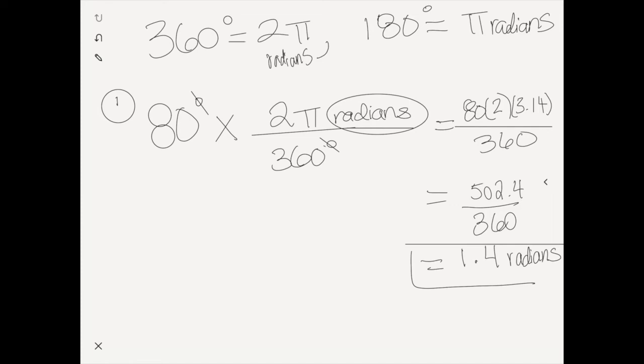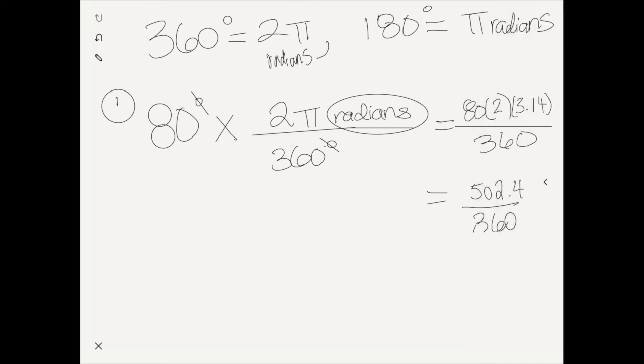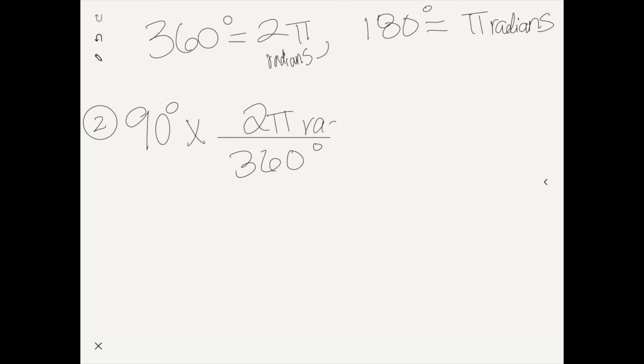Now, let's try and convert another one. So let's try again. I'm going to erase all of this, and we're going to try another example. So let's do 90 degrees. If I want to do 90 degrees and turn that into radians, I'm going to do 90 times 2 pi radians over 360 degrees, with 360 going on the bottom.